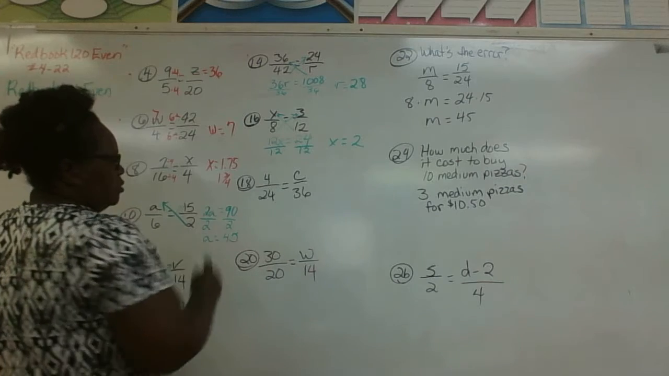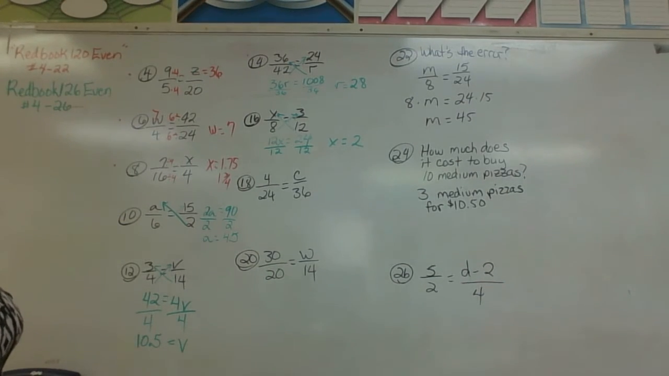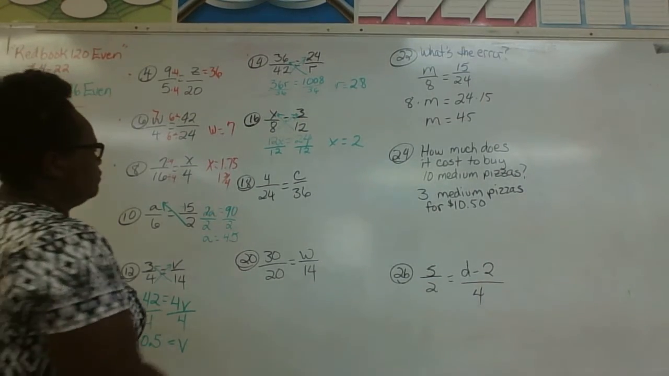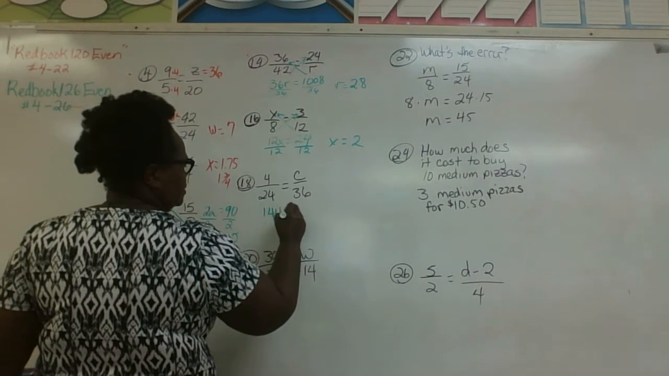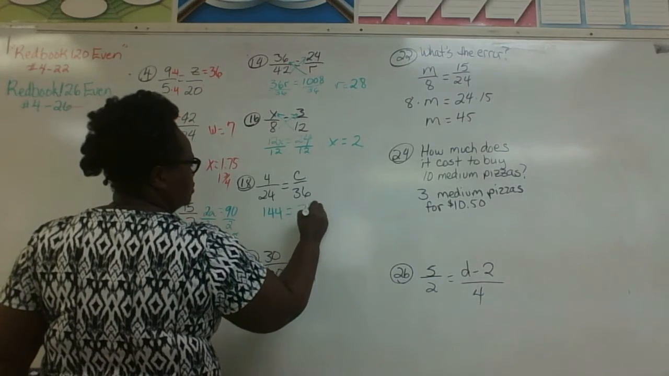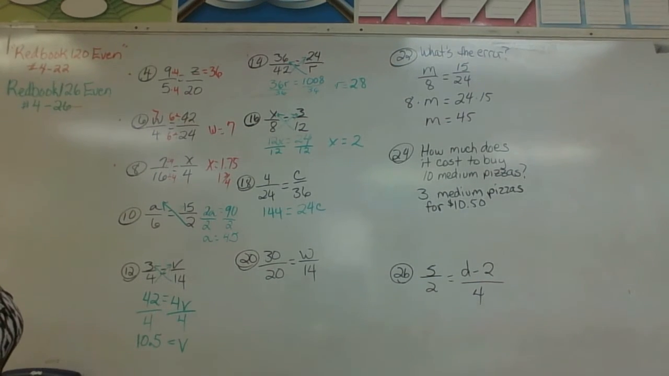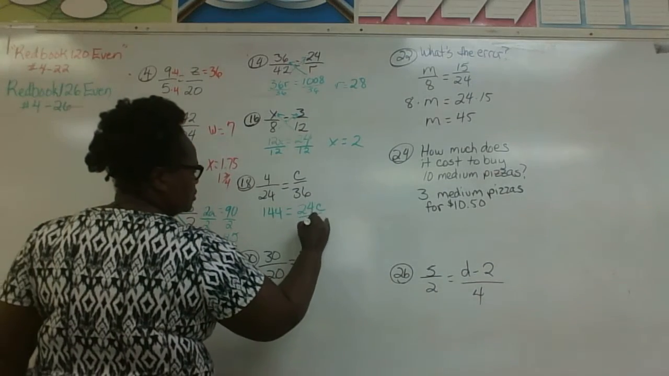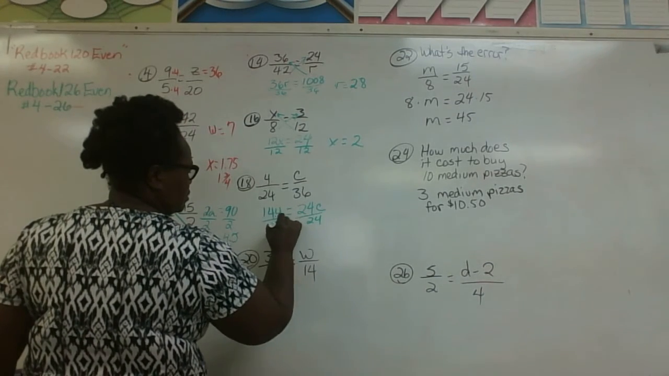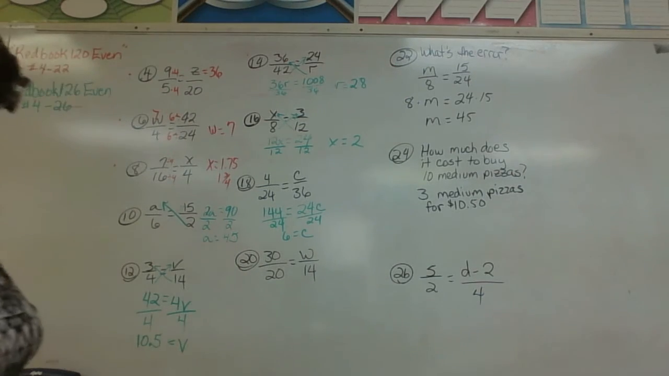We're going to cross multiply again. This time we have 4 times 36 equal to 24c, right? We're going to isolate c by moving 24 out, and 6 is equal to c. Okay?